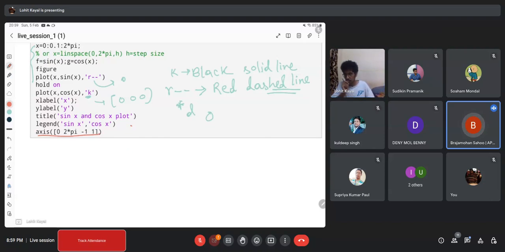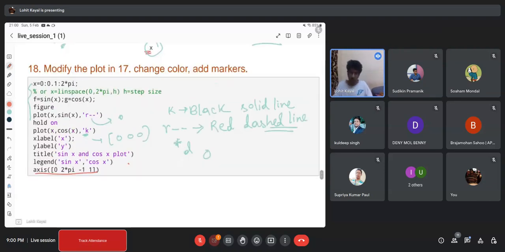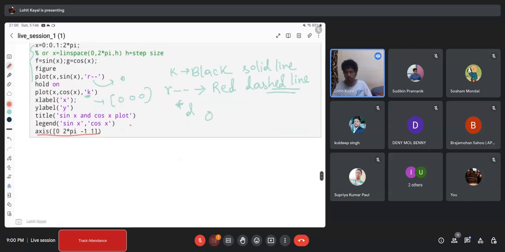Means 0 to 2 pi, with the step length, minus 1. It may be possible that you can mention the step size. Suppose you wanted 0, pi by 2, pi, 3 pi by 2, 2 pi. I think you can do that. Just Google it. Matlab allows every kind of plotting operation. It has a very strong plotting toolbox. You can do all those things.